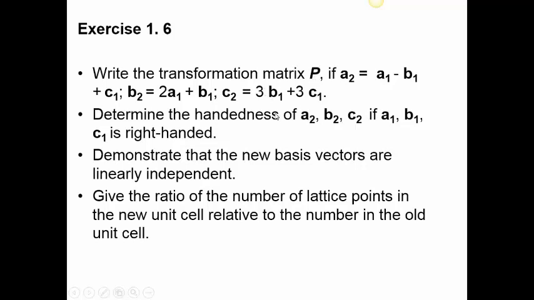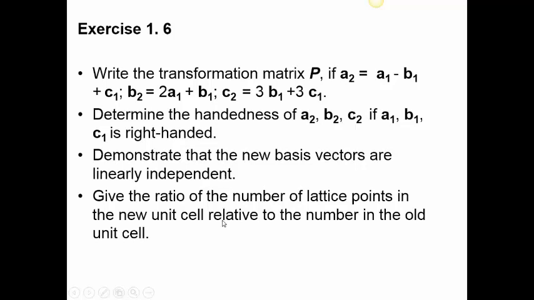Now if you want to determine the handedness, if you start out with a right-handed system, you're going to take the determinant of P, and if it's positive, then the new set is going to be right-handed. If it's negative, the new set is going to be left-handed, and if it's 0, your new transformation is not possible because it's nonlinear. To demonstrate that the new vectors are linearly independent, you show that the determinant of P is not equal to 0.